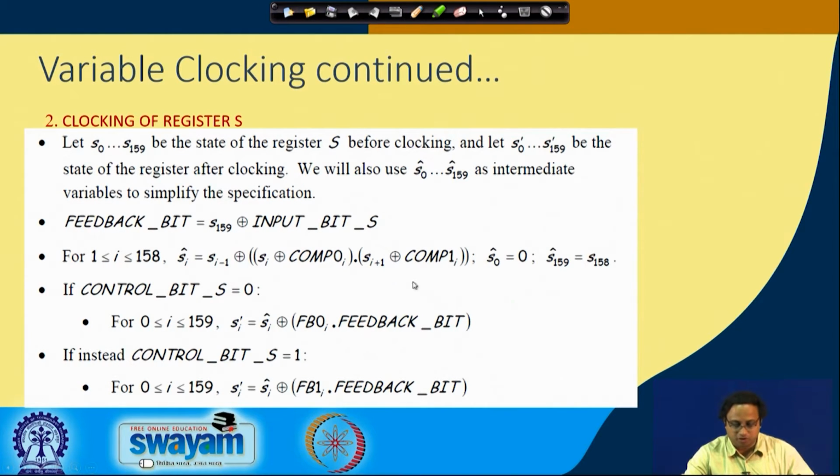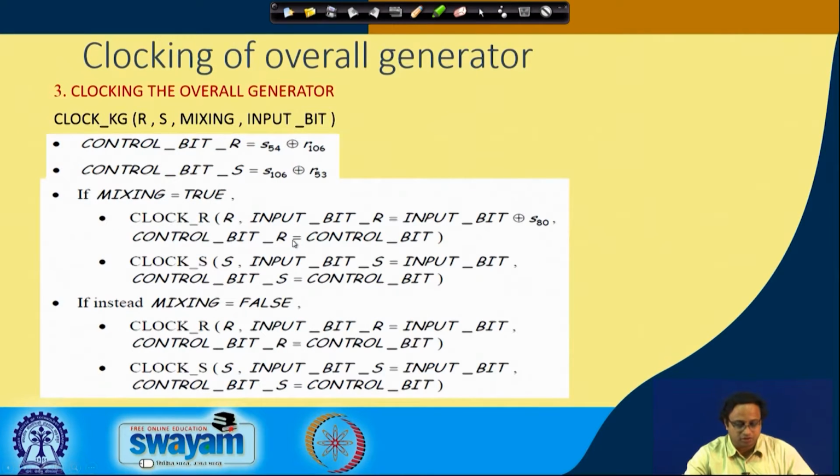One point you can see here is that in the feedback there is an AND gate which has been used. This AND is one of the reasons why we call register S a nonlinear feedback shift register. So you update register R and register S through these algorithms, and then you clock the overall generator in this way. If you set mixing as true, then you clock R and you clock S by these equations.